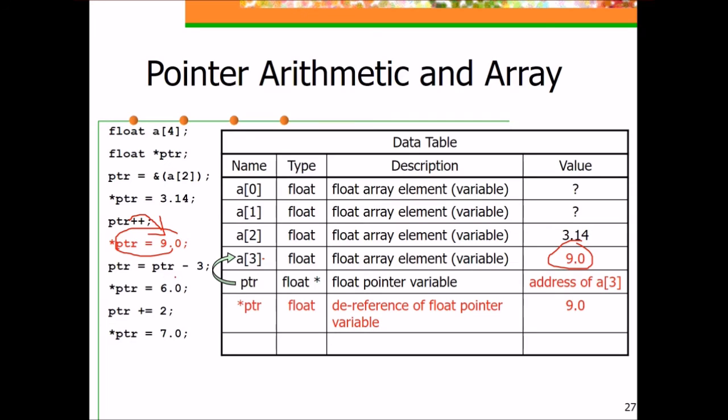What about ptr = ptr - 3? Now you are already here, and you are going to this position: minus 1, minus 2, minus 3, and now you are assigning a value of 6. So this value will be 6.0. Now ptr = ptr + 2, that is, you are adding 2, incrementing by 2 memory locations, and you are putting in 7. So now this will be replaced by 7.